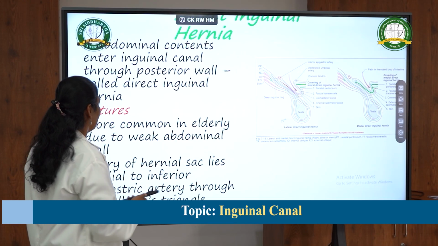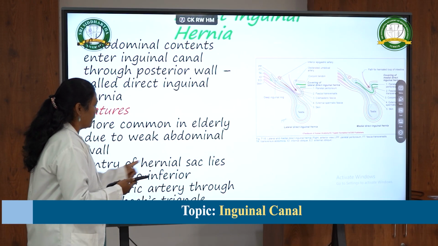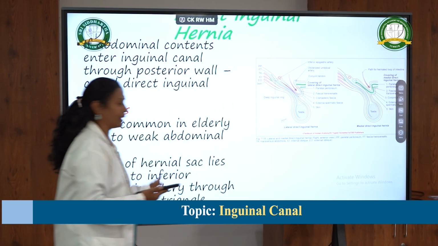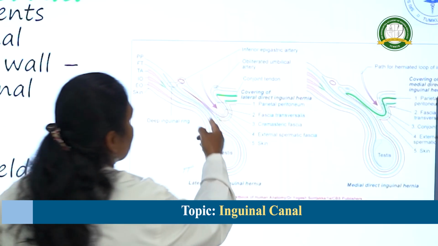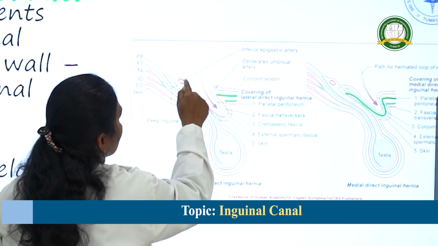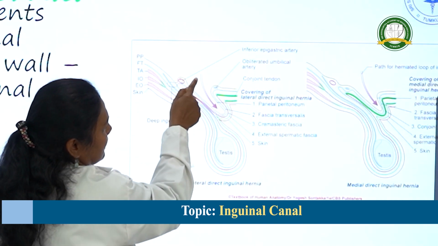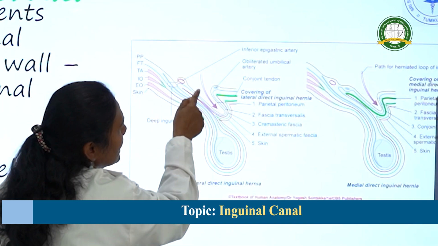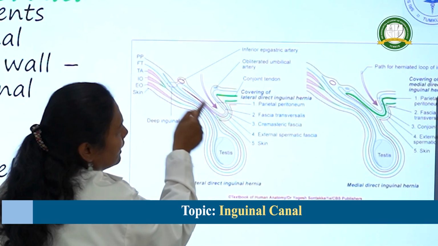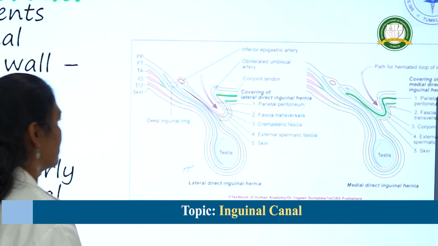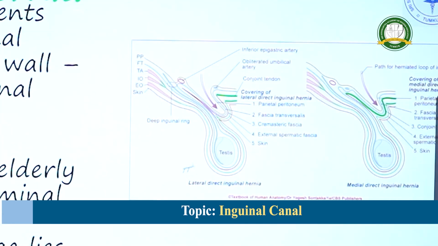Here one more thing we have to note: the entry of the hernial sac lies medial to the inferior epigastric artery. It is not through the deep inguinal ring. So this is the inferior epigastric artery and this is the deep inguinal ring. Please note that the hernia is protruding medial to the inferior epigastric artery here, and that is through Hasselbalch's triangle.